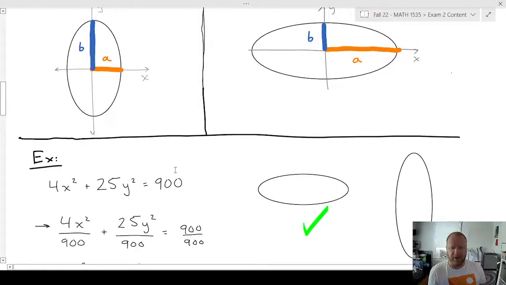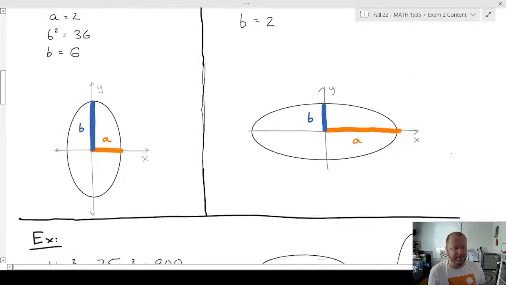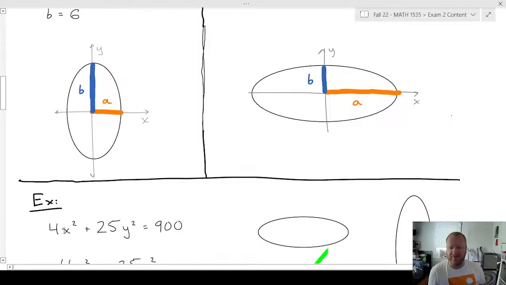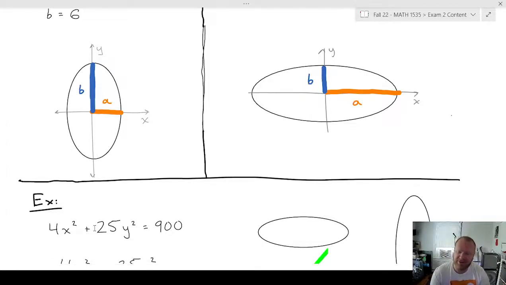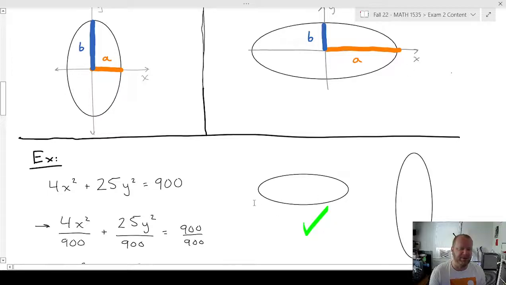Okay. Another form you might see would be something like 4x squared plus 25y squared is equal to 900. So this is also an ellipse, but this ellipse is not in the right form. So it may be a little bit more difficult to figure out. I'm trying to think about, is this a horizontal ellipse like this or a vertical ellipse like this?